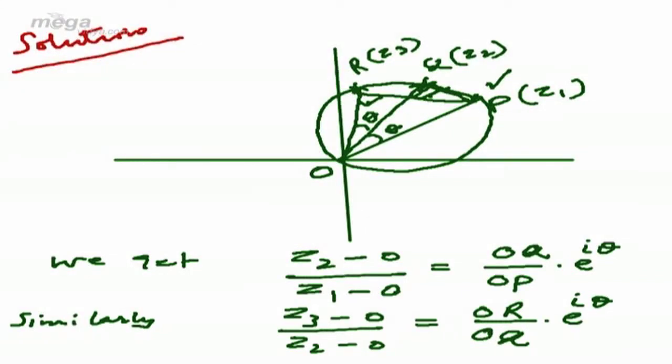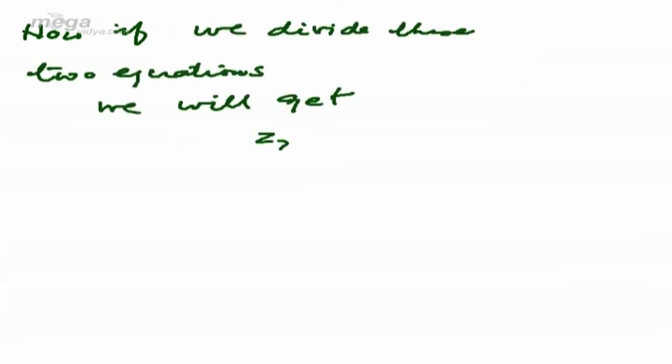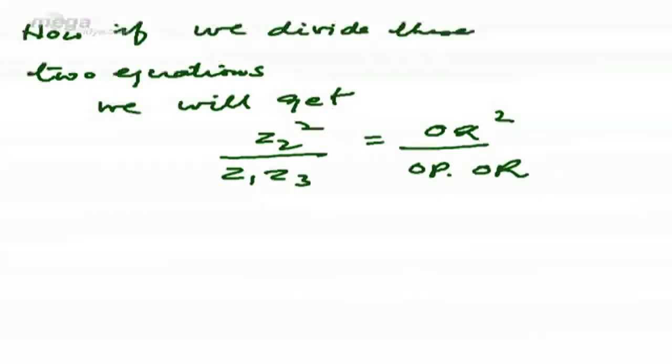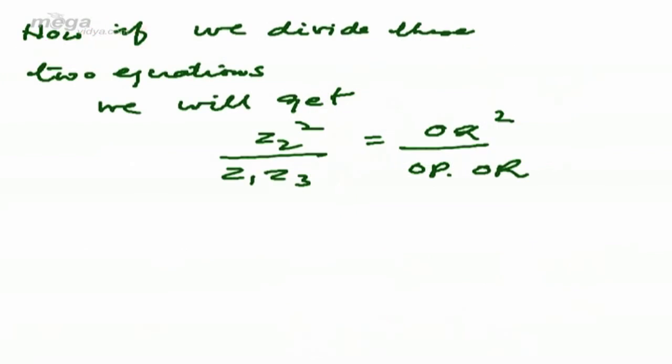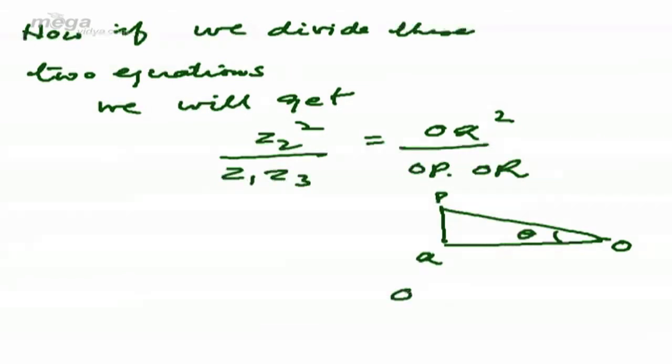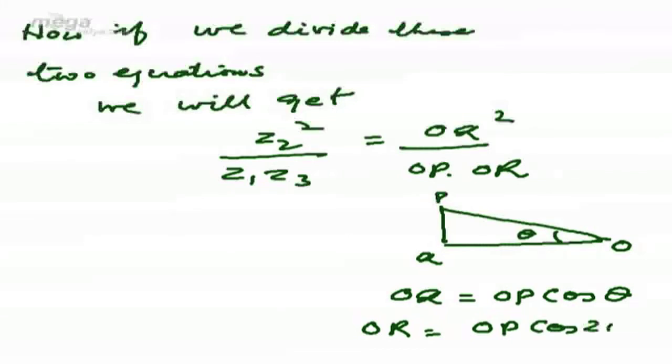Now, if we divide these two equations, we will get Z2 square divided by Z1 Z3 is equal to OQ square divided by OP into OR. Now OQ can be written as OP cos theta and OR can be written as OP cos 2 theta, because this makes a right angle triangle OPQ. So OQ becomes OP cos theta. Similarly, OR becomes OP cos 2 theta.